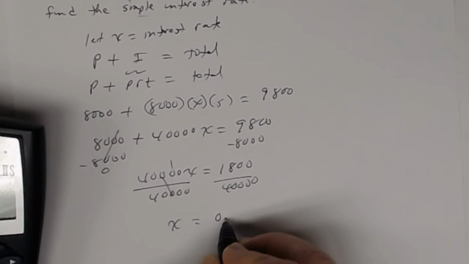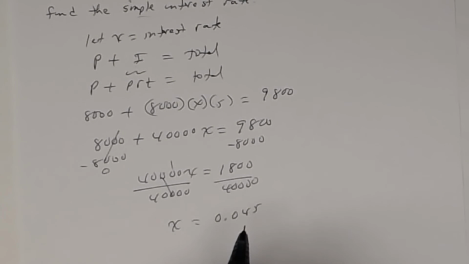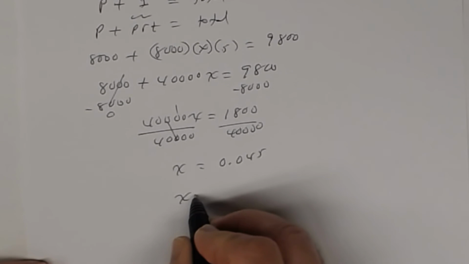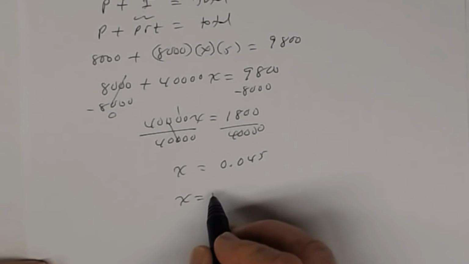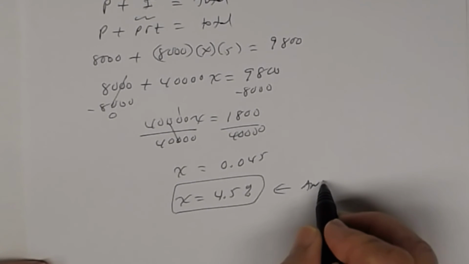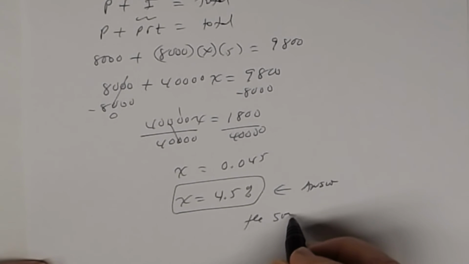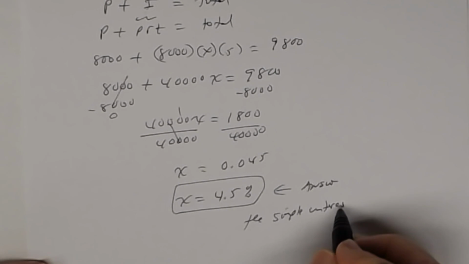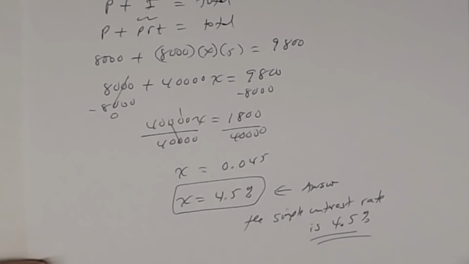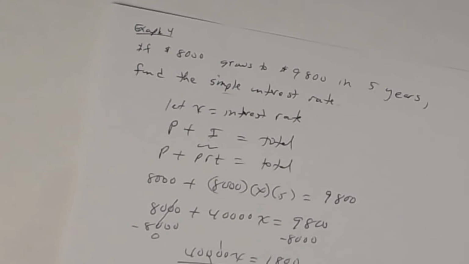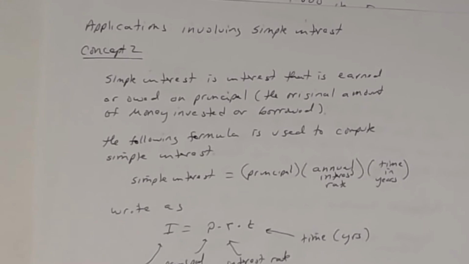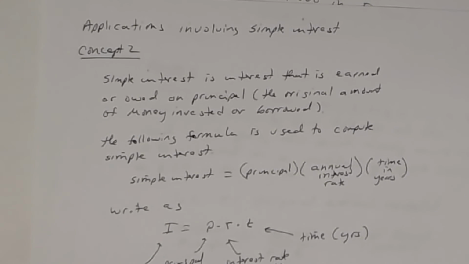You get 0.047. Now remember, you're trying to find that interest rate, right? So you have to convert that to a percent. As a percent, the decimal point is moved 2 places to the right. So that's going to be 4.7%. So that's the answer. The simple interest rate is 4.7%. All right. And so that, I think, is the second concept. So this is the applications involving simple interest.